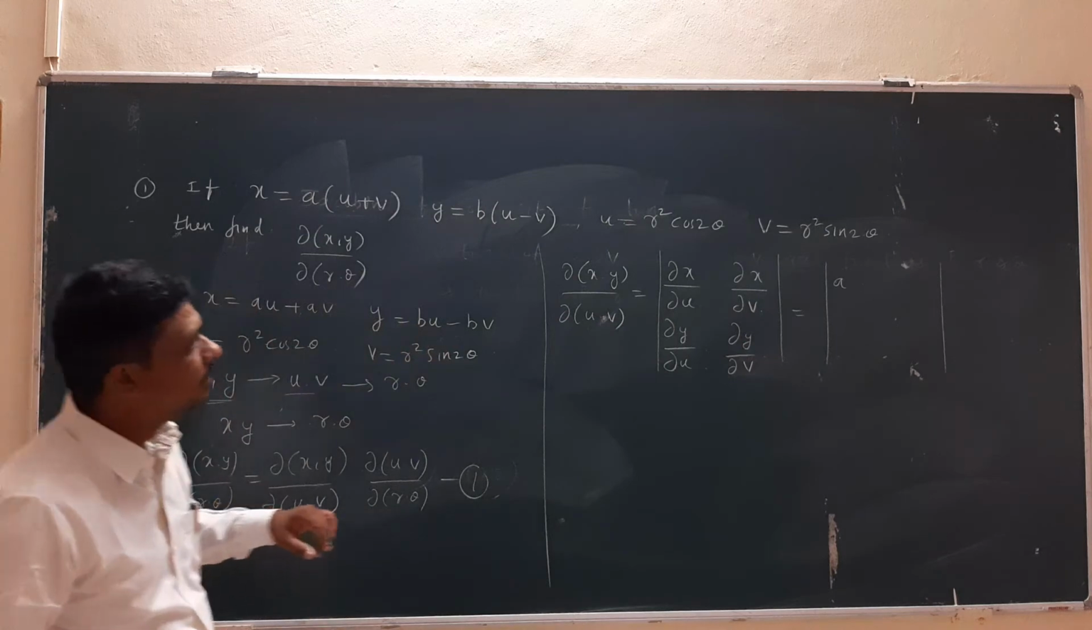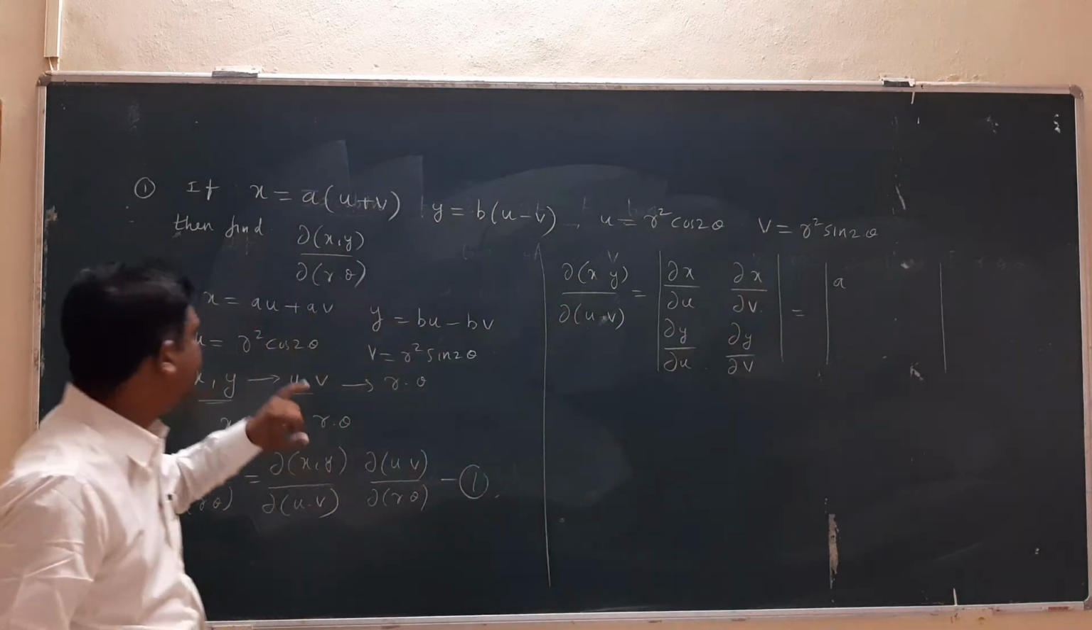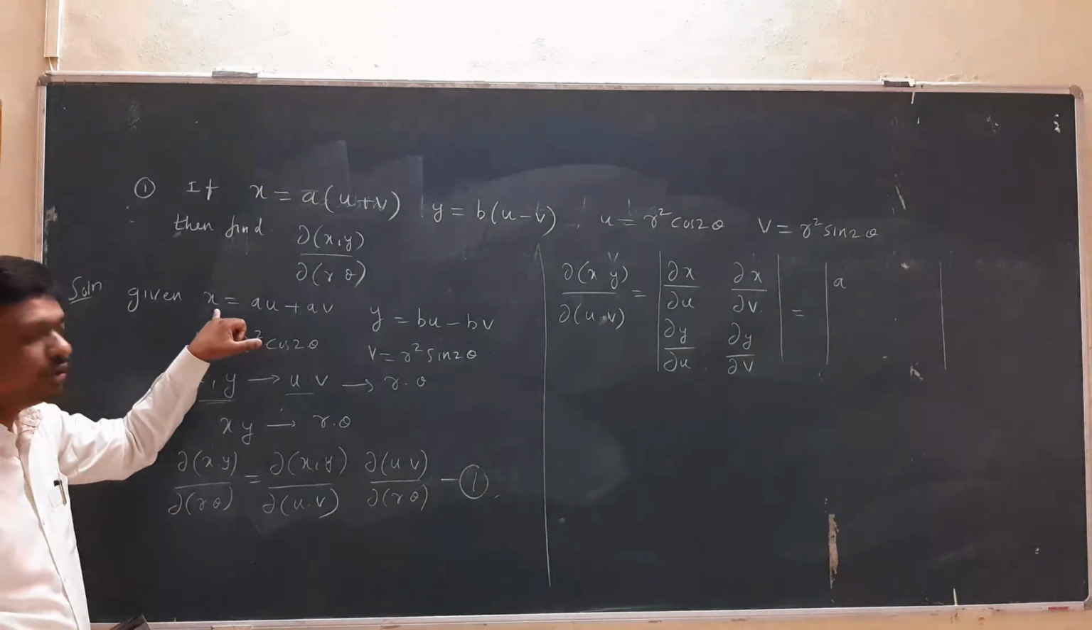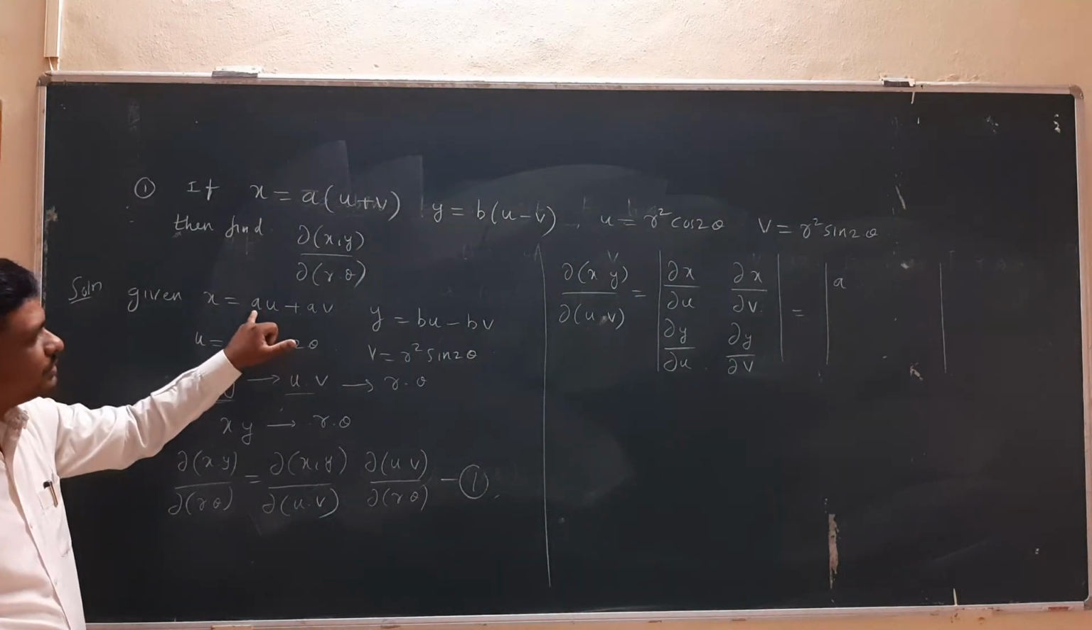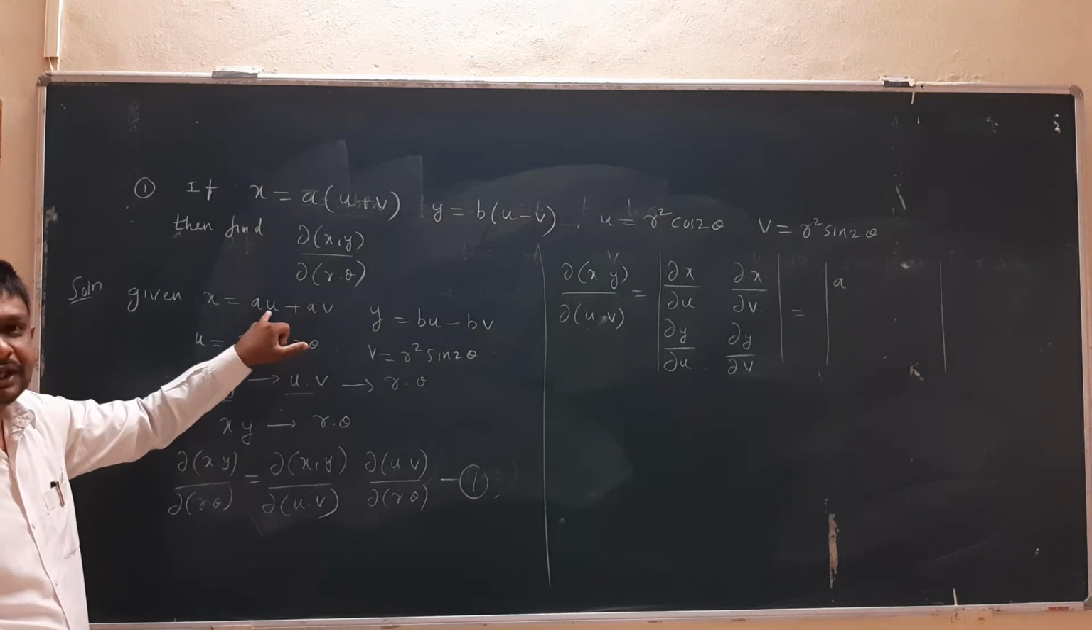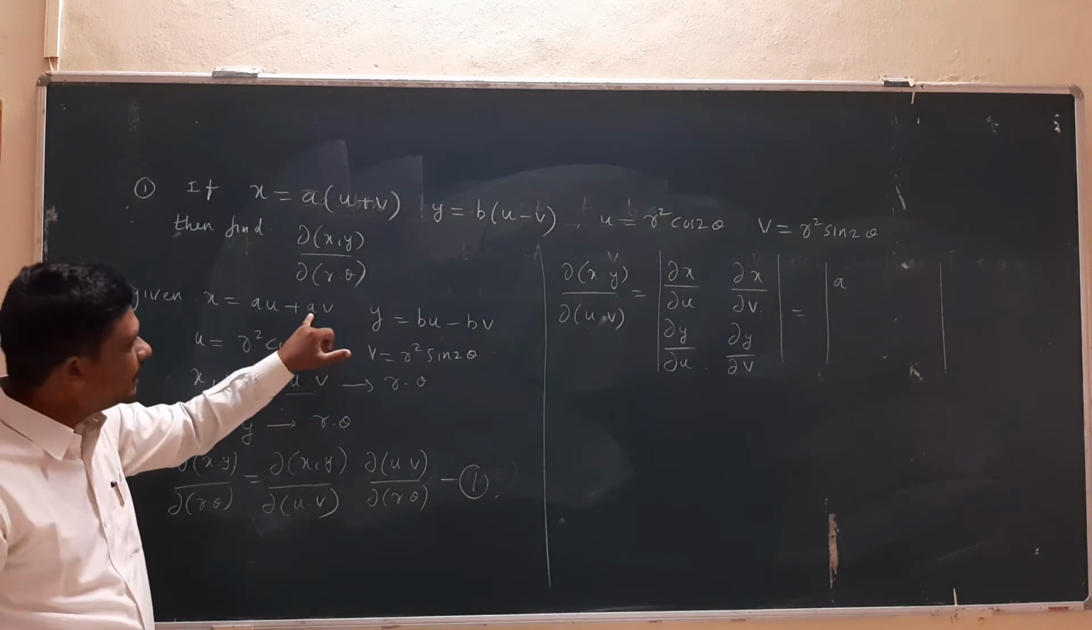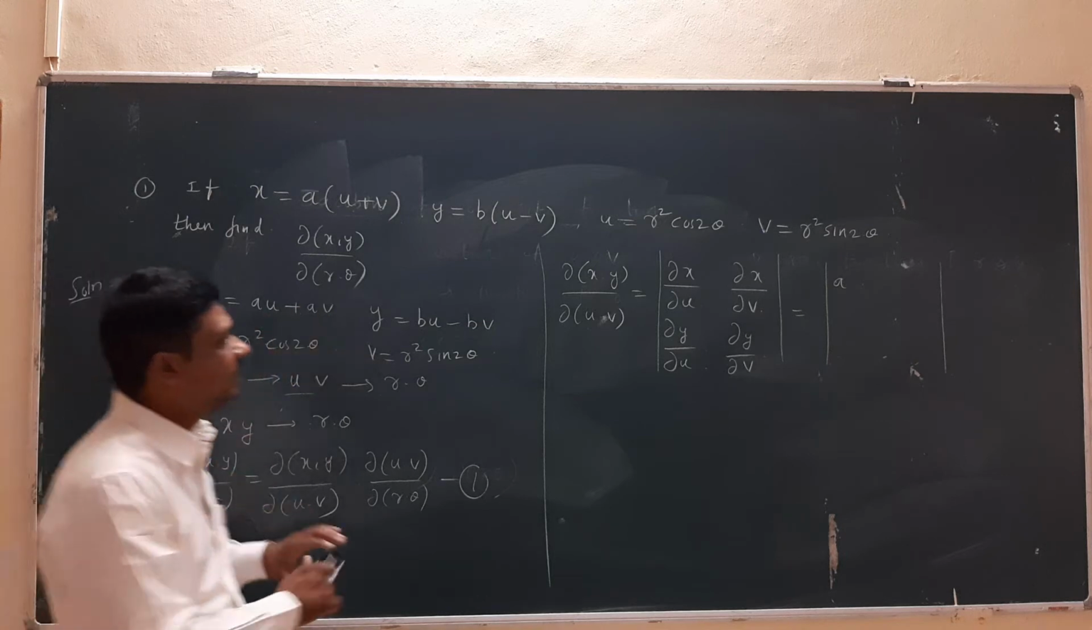Then ∂x/∂v, differentiating x with respect to v, taking u as constant. Here a is constant, u is constant, the derivative of a constant is 0, and the derivative of a into v with respect to v is a only.